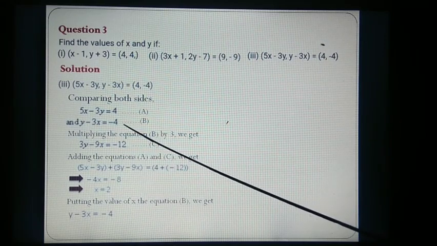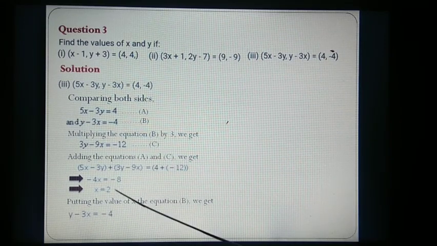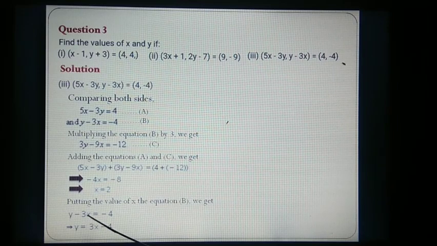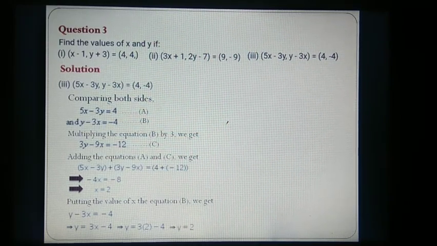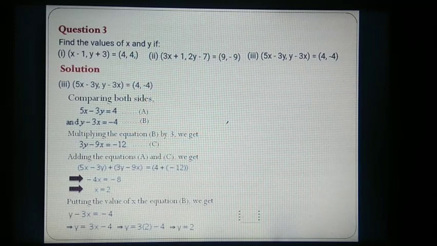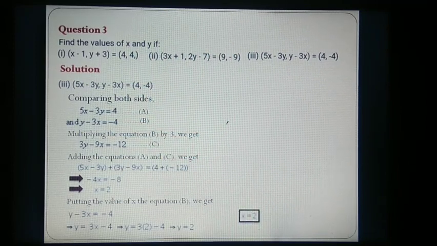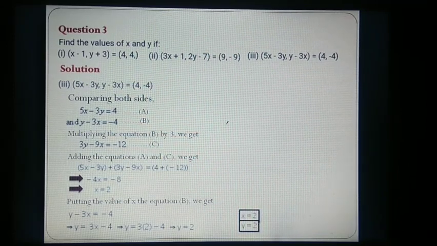So this is our equation B. Now the value of x is 2. Let me put the value of x to be 2. So 3 into 2 is 6, minus 4. 6 minus 4 is going to be 2. So we have seen that x is 2 and y is also 2. So pause the video to note down.